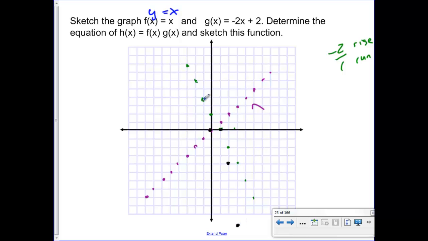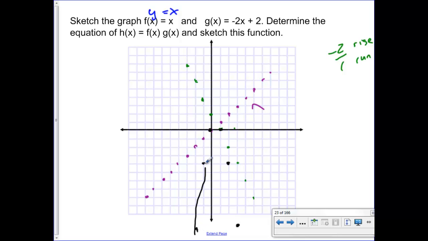I'm going to take, say, this dot right here. It's at 4. This dot down here is at negative 1. Multiply them together, so it's at negative 4. Take this dot here, which is at 6, and this dot here, which is at negative 2. Multiply them together: negative 12.